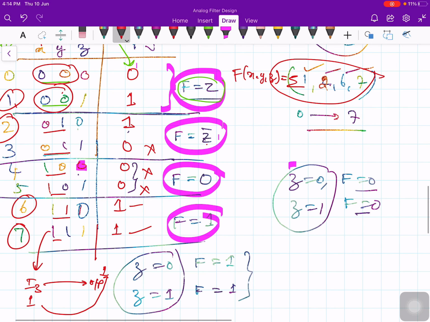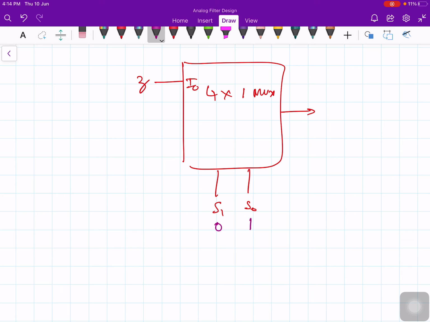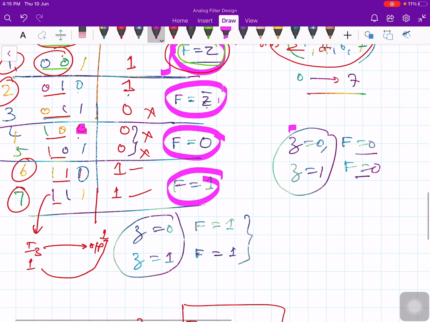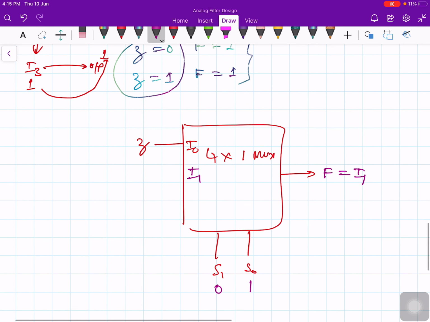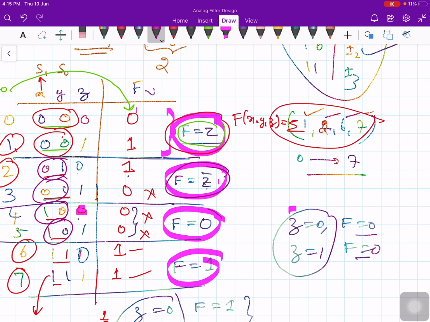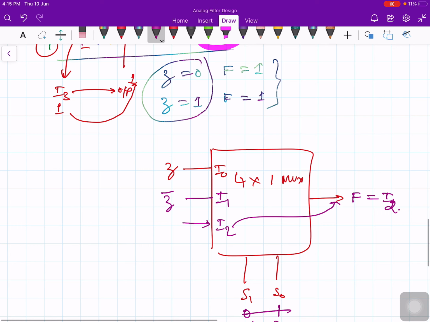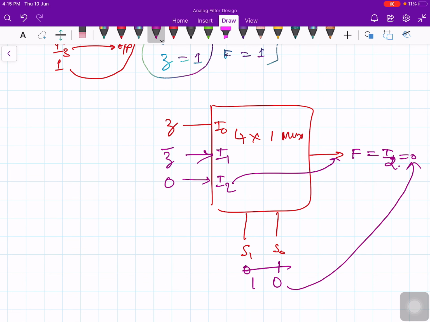Now when the selection inputs are 0 1, then I1 gets the path to the output. Therefore my output F is I1. Now if you look at the truth table, for the 0 1 combination my output is Z bar. Therefore for I1 you connect Z bar. In case you give 1 0, then the output gets I2. Therefore I2 gets the path to the output. But if you look at the combination for 1 0, my output is 0. Therefore for I2 I should give the 0 input, because for this 1 0 combination my output is always 0. So that is why in the input it becomes 0. Similarly you can write I3 is given as 1. That's it. So this is how you implement the Boolean function using a multiplexer.